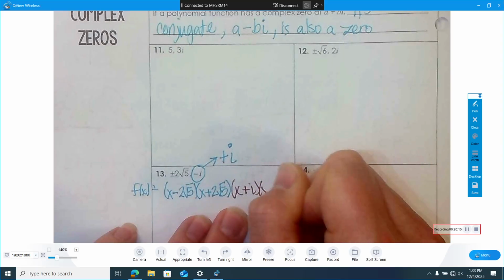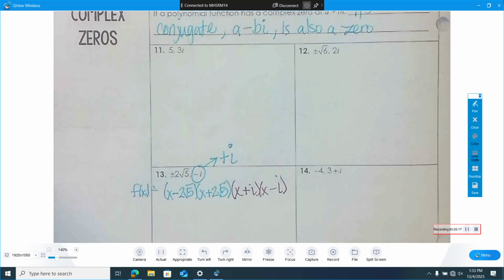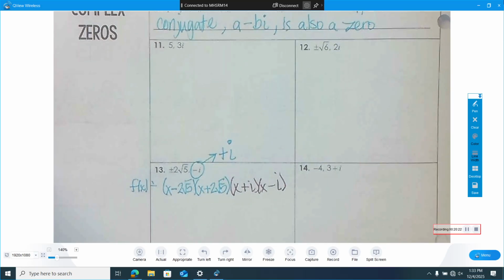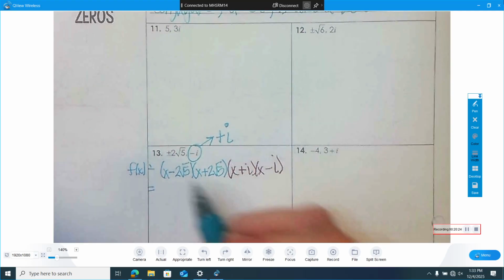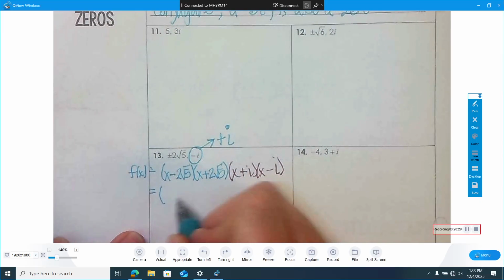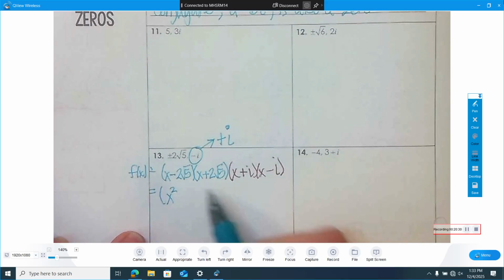Yeah, x plus i and x minus i. Yes, they always come in pairs, and that's super important. All right, so I want to FOIL these things together. Let's see. So in my teal color here, I have x times x is x squared. What happens with the outside and inside? They cancel out. That's nice.